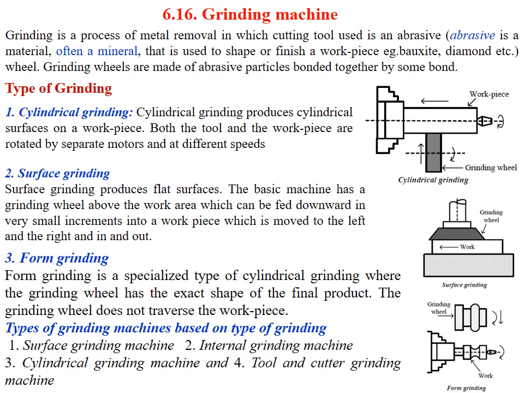Third, form grinding. Form grinding is a specialized type of cylindrical grinding where grinding wheels are exactly the shape of the final product you are looking for. The types of grinding machine, based on the type of grinding, can be further classified as surface grinding machine, internal grinding machine, cylindrical grinding machine, tool and cutter grinding machine. The next video will have an overall view of the working of these types of grinding machine.